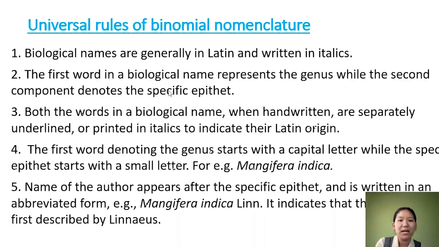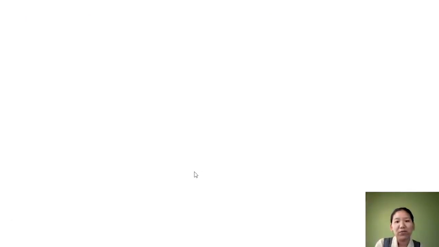Biological names are generally in Latin and written in italics. The first word in the biological name represents the genus, while the second component denotes the specific epithet. Third, both the words in a biological name, when written, are separately underlined, or if printed, they must be in italics to indicate their Latin origin. Next, the first word denoting the genus starts with a capital letter, while the specific epithet starts with a small letter. This example we have already studied, Mangifera indica.